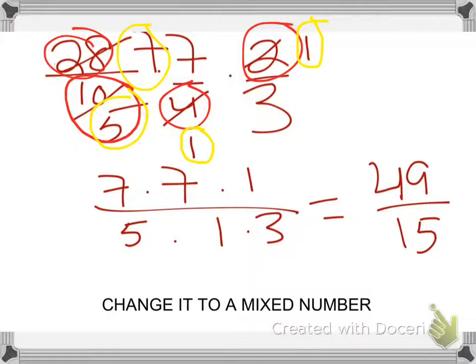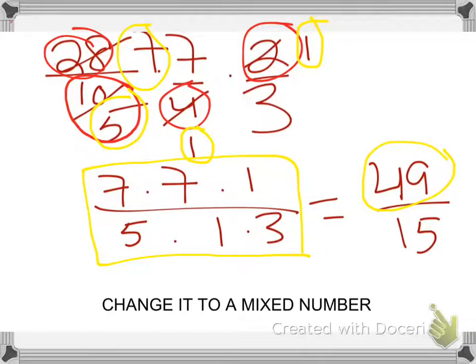So now, after we do all that, we come out to this equation right here. 7 times 7 times 1 is going to give you your numerator, which is 49, because 7 times 7 is 49, times 1 is 49. And then our denominators here are 5 times 1 times 3. So 5 times 1 is 5, times 3 is 15. And now, are you done? No, we're not done yet.